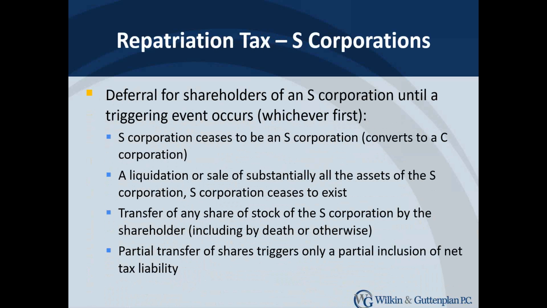And a triggering event is simply a cessation of operations, a liquidation or sale of essentially all the assets of the S corporation, and transfer of any share of stock of the S corporation. We're not going to spend a whole lot of time dealing with this. We just want to make people aware that S corporation shareholders have the ability to defer paying the tax. Again, why this is, we're unsure at this point, because it puts another level of inequality between corporations and individuals, and then S corporations in the middle. But that's yet to be explained by legislators.